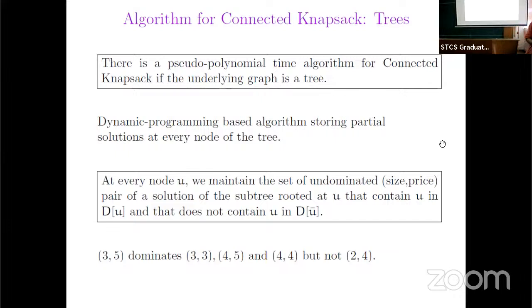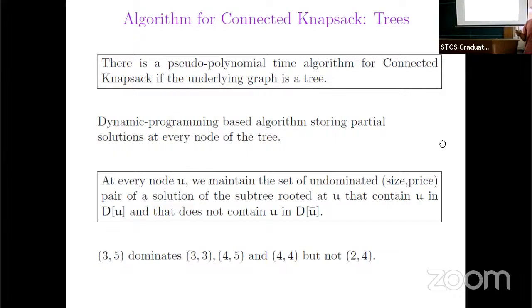Now let me discuss what I am storing at a node U. At U, I look at the subtree rooted at U, and all the solutions of the subtree rooted at U. For all solutions, I am storing the size, price pair. But the number of solutions could be huge, right? So there is the catch. I am storing only undominated solutions.